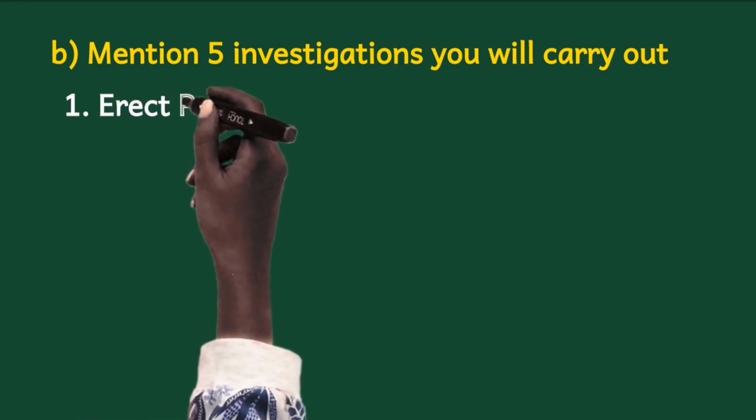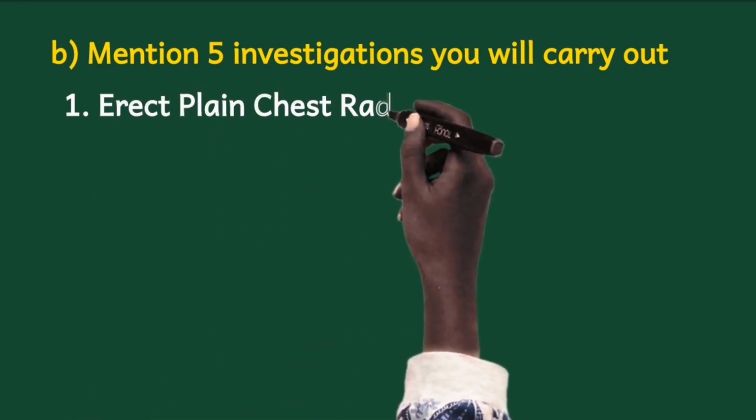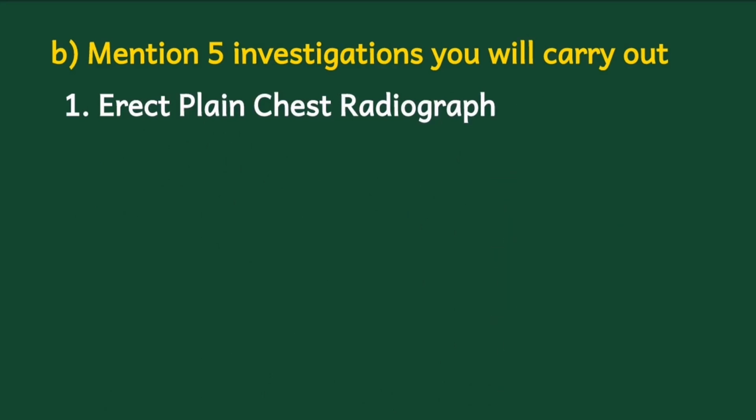And so the investigations we can do include an erect plain chest radiograph or a plain chest x-ray, which is done in the PA view. What are we looking for? We are looking for air under the right hemidiaphragm, which when present might suggest a perforated viscus, either from a peptic ulcer perforation or a typhoid ileal perforation, or even from blunt trauma.